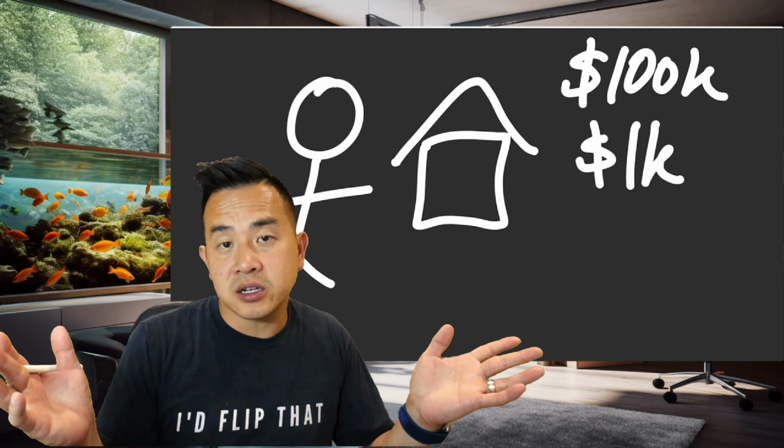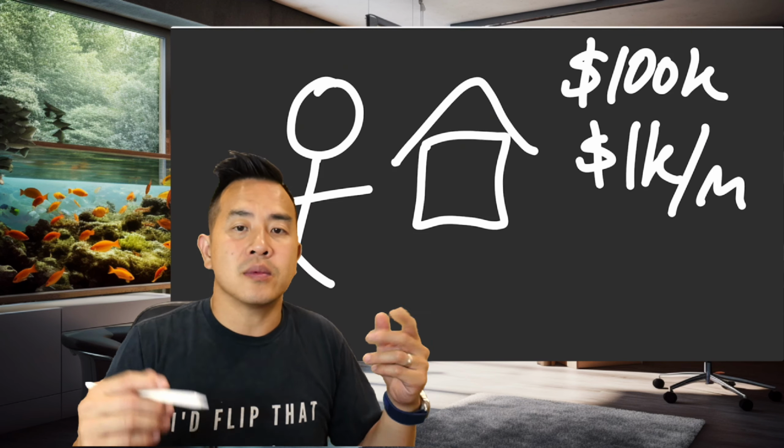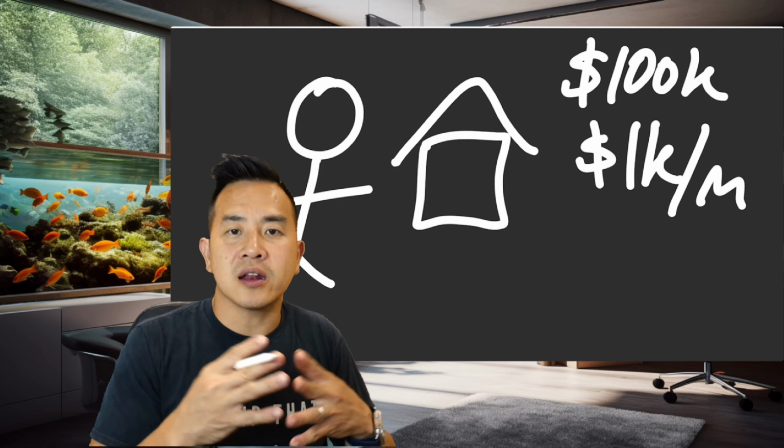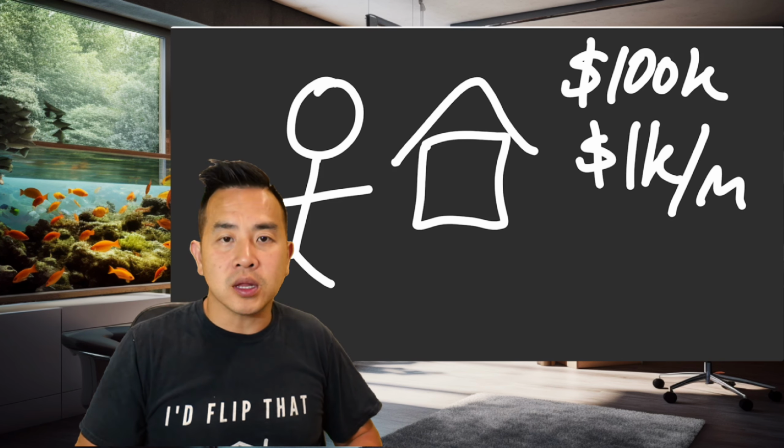In a nutshell, that's all seller financing is. Instead of giving them $100,000 up front, we give them $1,000 a month, $2,000 a month, whatever works for them, whatever works for you. You got to negotiate that. But essentially, you're just making payments. You're not giving them the whole lump sum.